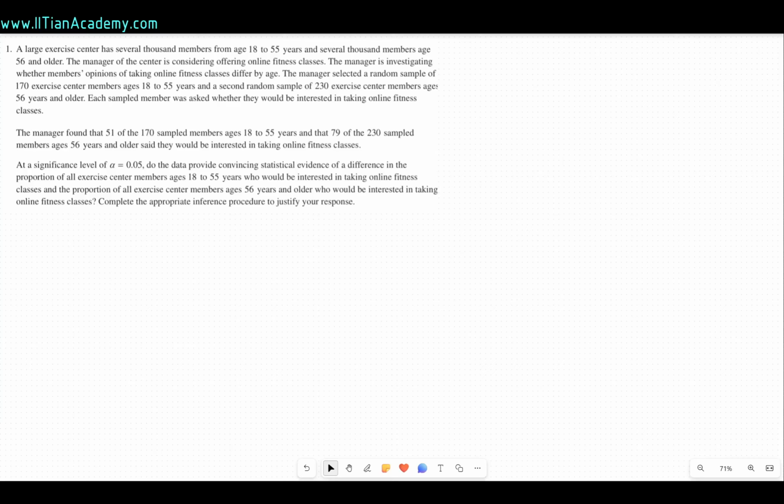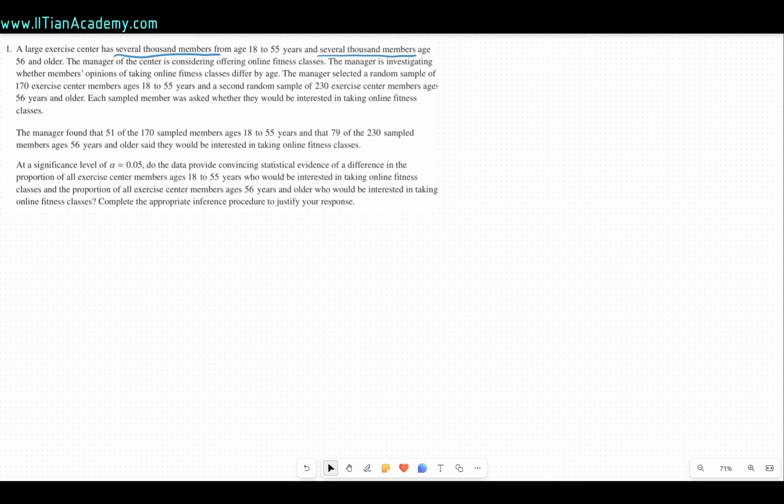So in question 1, we have a large exercise center which has several thousand members from age 18 to 55. So this is going to be important already. We have several thousand members, so we have a large sample. We have people between ages 18 and 55, and several thousand also 56 and older. So this is also going to be important. We have a pretty large sample space for this question.